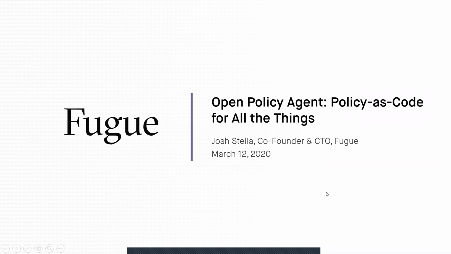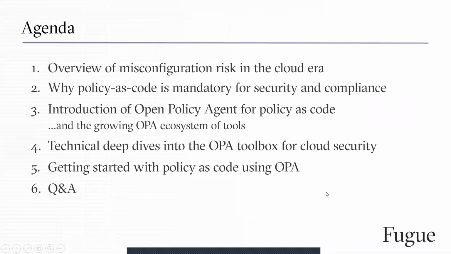So as Drew explained to us, we're going to do a number of things in this session. First, we're going to go through an overview of misconfiguration risk in the cloud era. The reason we're going to do this is our main focus at Fugue using OPA is around cloud configuration and misconfiguration. And by the way, like many of you, we're working from home these days. So if you hear some street noise or my big dog, please forgive me. We're going to go over that misconfiguration risk in the cloud era.